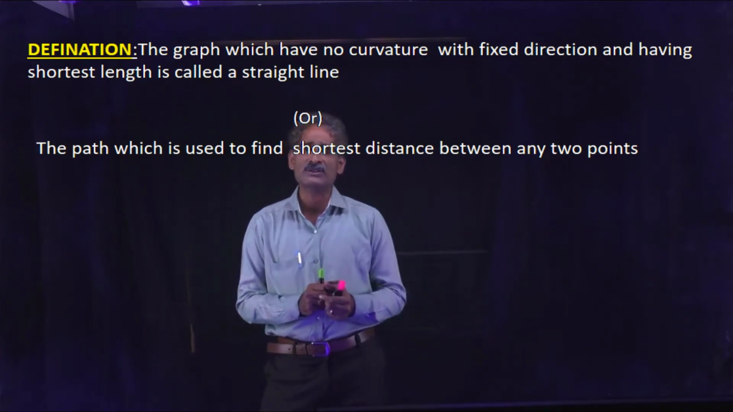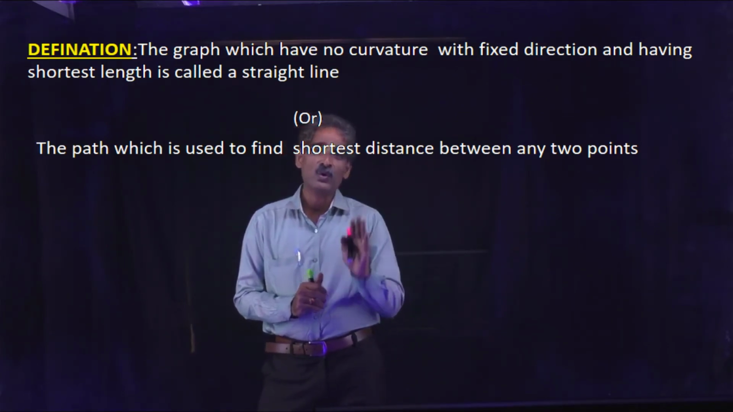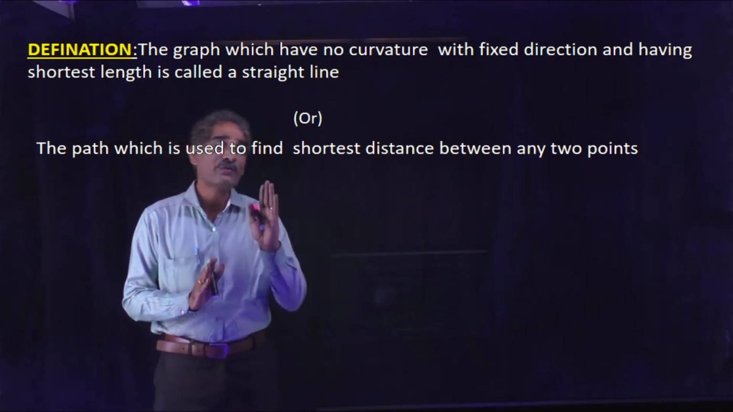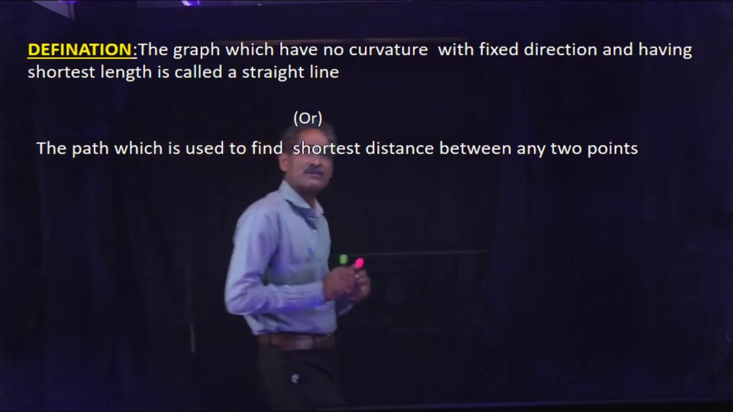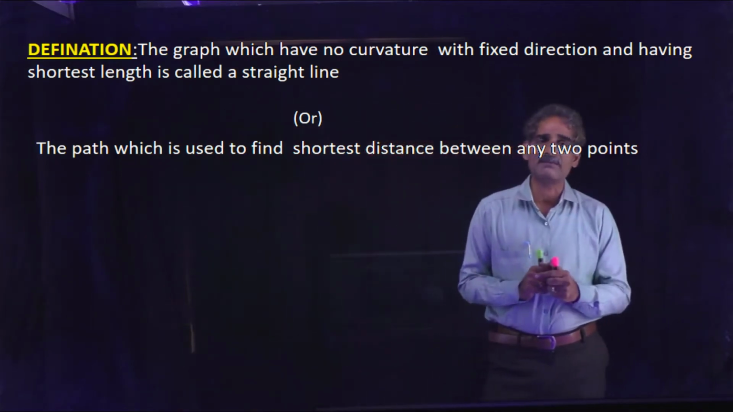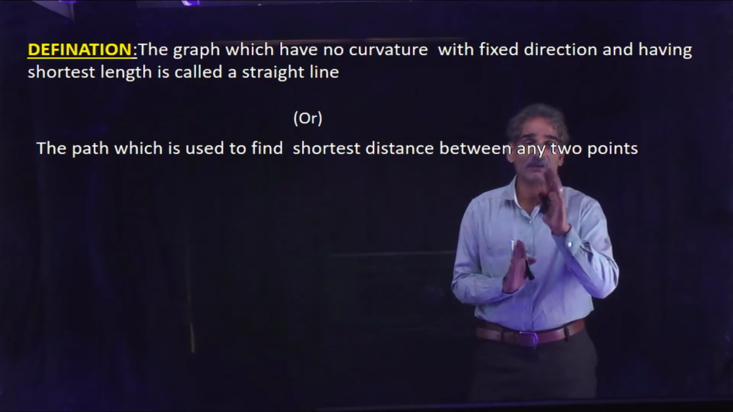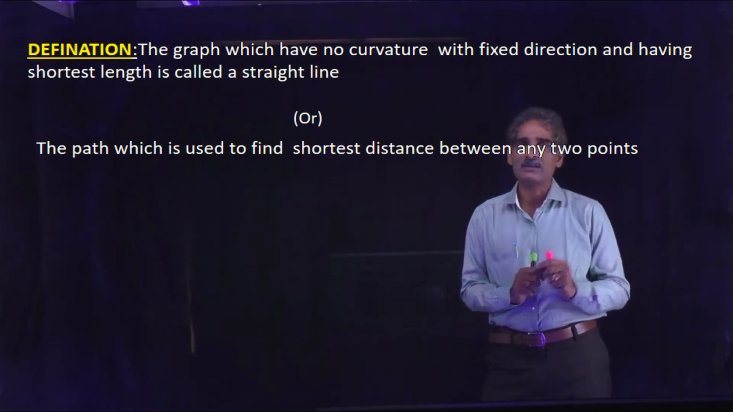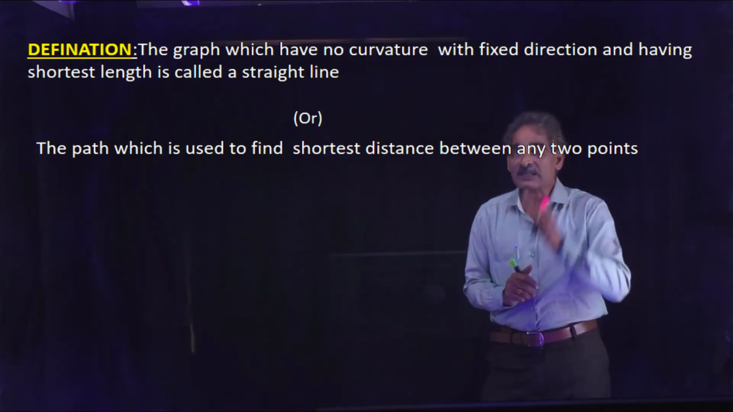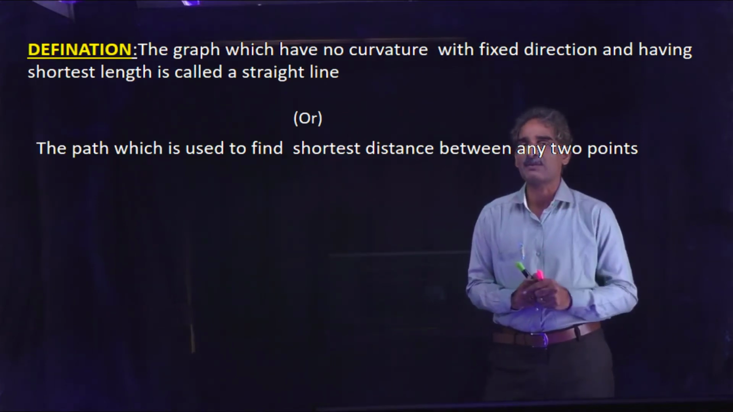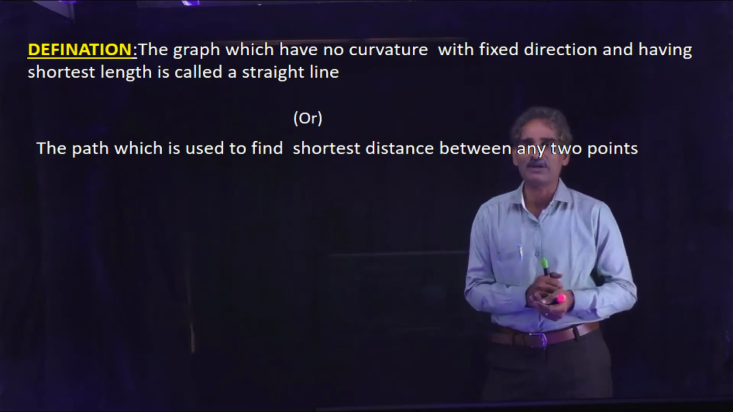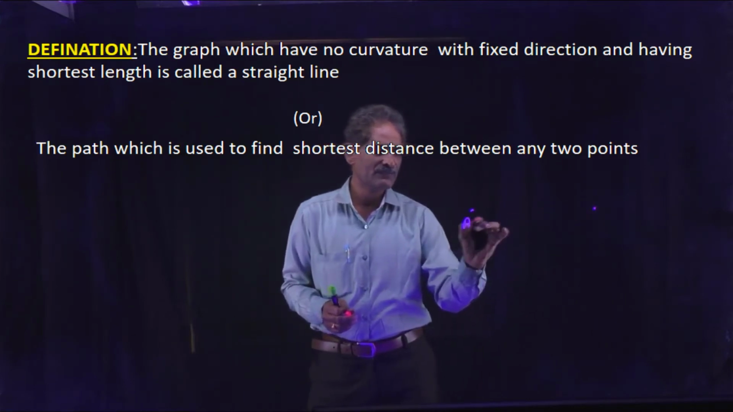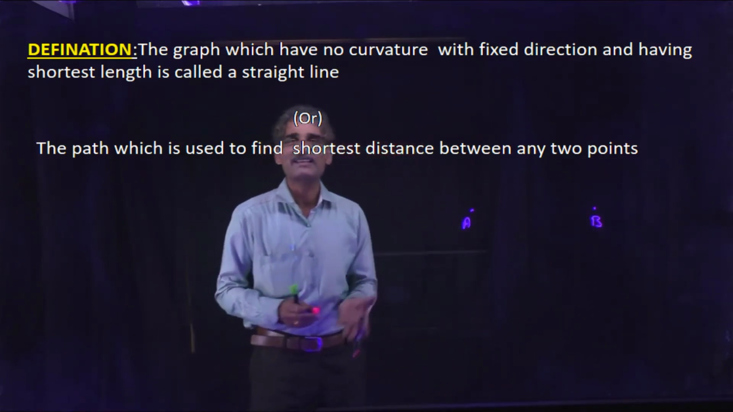So in other words, listen to me, the graph which has no curvature, with a fixed direction and having the shortest length, the shortest distance, is called a straight line. There is no curvature for the straight line, and it has a fixed direction, and the length is minimum. In that case, the graph represents a straight line. Otherwise, the shortest distance between 2 points. Suppose you take 2 points on the plane. Suppose these are the 2 points A and B. Here I have to introduce the definition of this straight line.